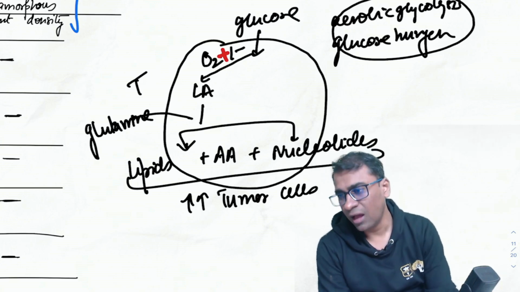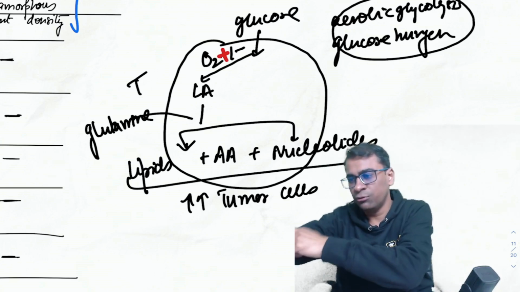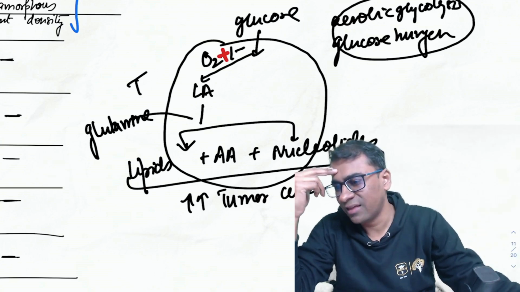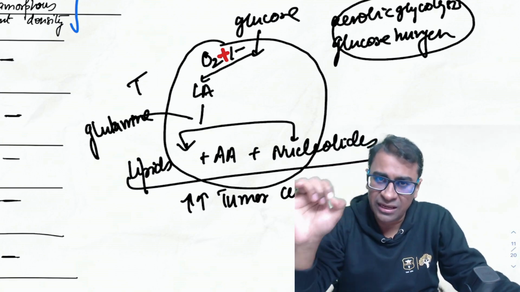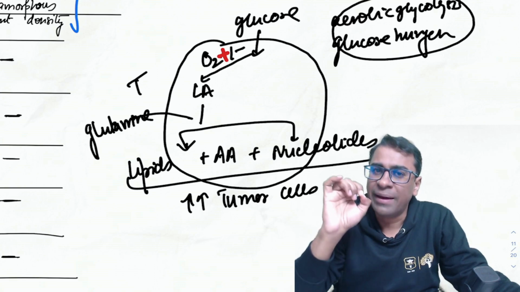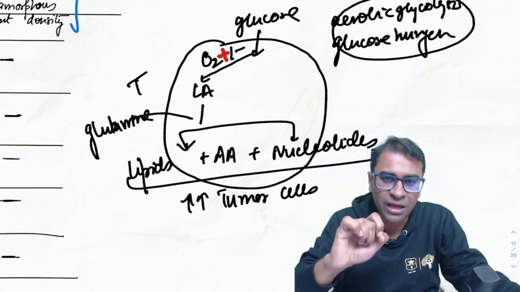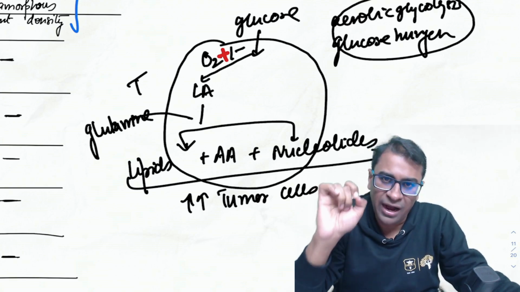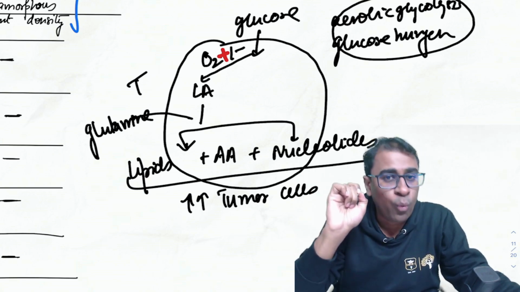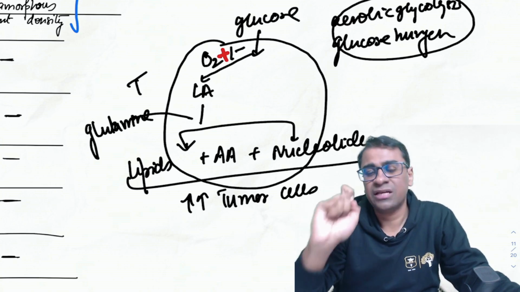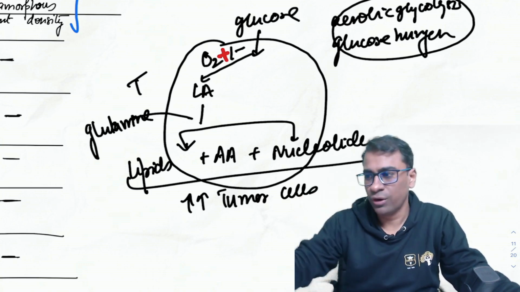RDW, difference between IDA and thalassemia major. In both of them, RDW is increased. We differentiate these two by HPLC for thalassemia and serum iron studies for iron deficiency anemia. The differentiation of mild IDA versus thalassemia trait is done by Mentzer's index. Okay.